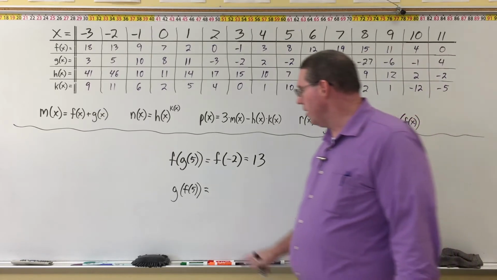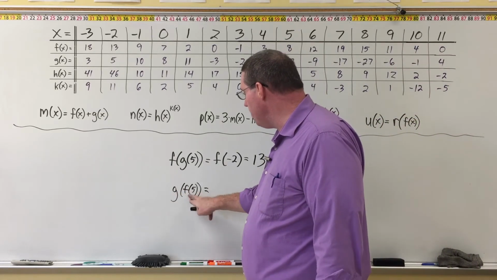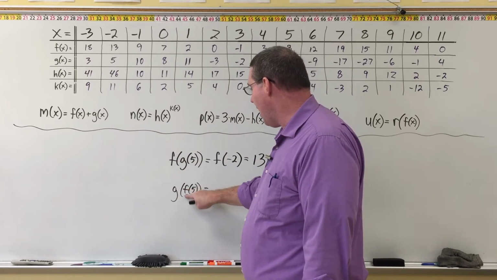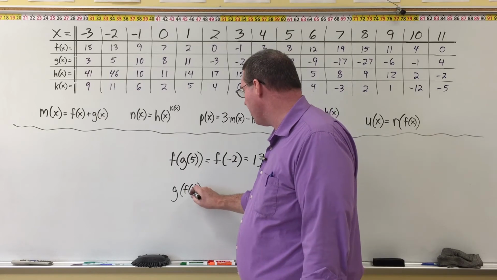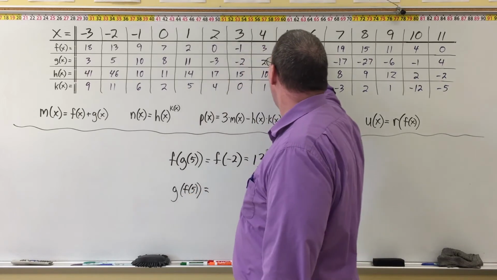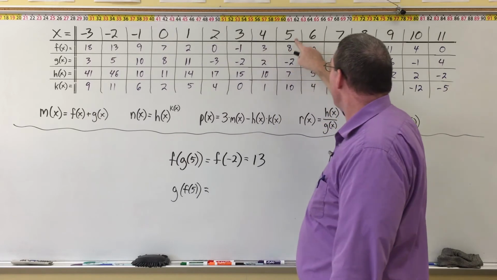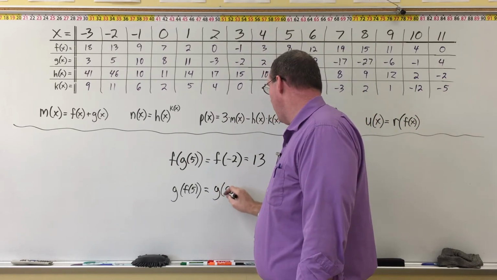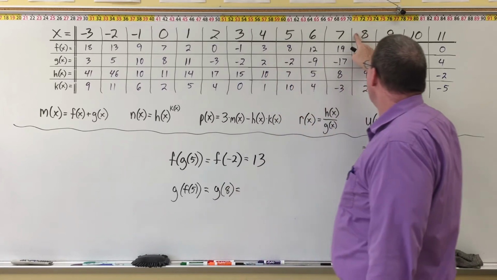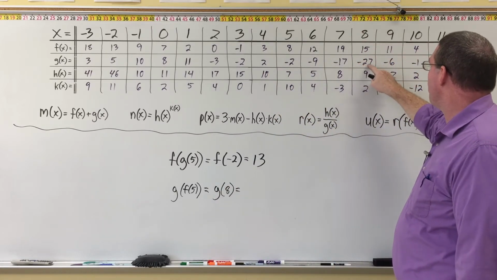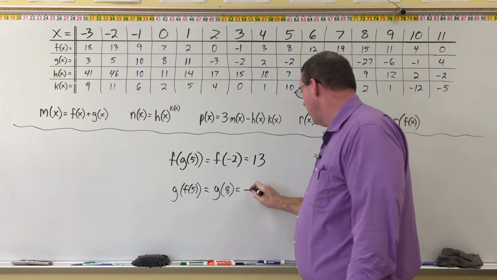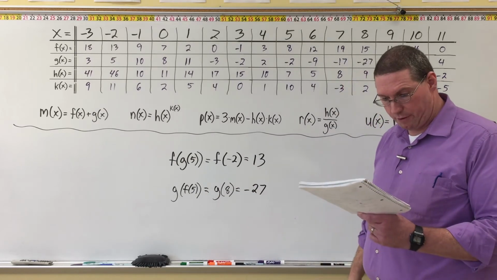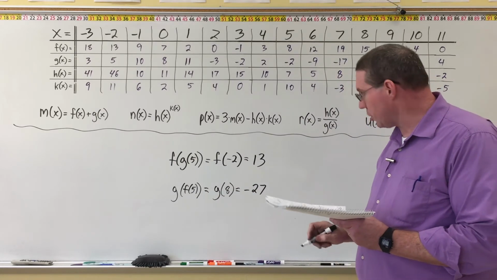All right, so I need the input into g. Well, the input into g is the output of f when you plug in 5. So 5 gets plugged into f. Here's 5. F is the top row, so f of 5 is 8. So what we're really asking for is, what is g of 8? 8 is right here. G is the second row, therefore g of 8 is -27. And therefore, g of f of 5 is -27. Okay? All right, let's try another one just like that.